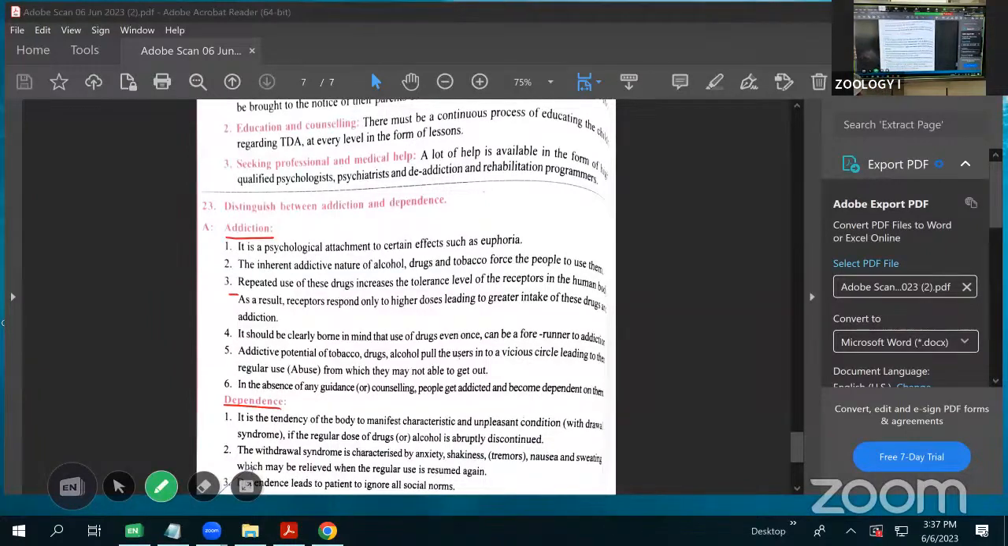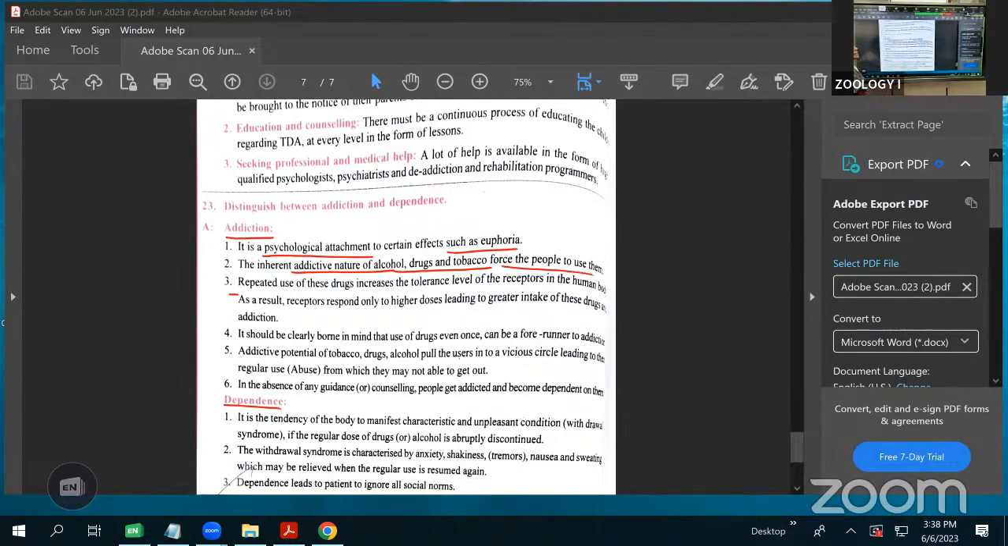Addiction means the psychological attachment to the effect of euphoria. It is the psychological attachment to drugs and tobacco that we call addiction. Clear? This is the psychological attachment to certain effects such as euphoria. Next, the addictive nature of alcohol, drugs and tobacco forces the people to keep using them.